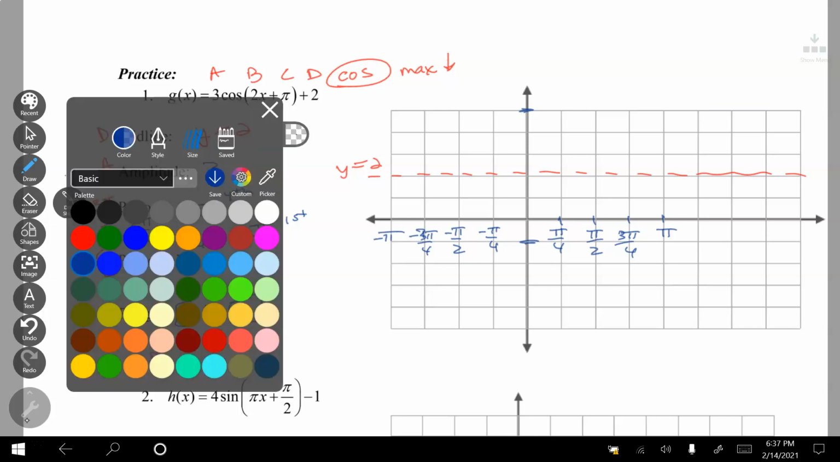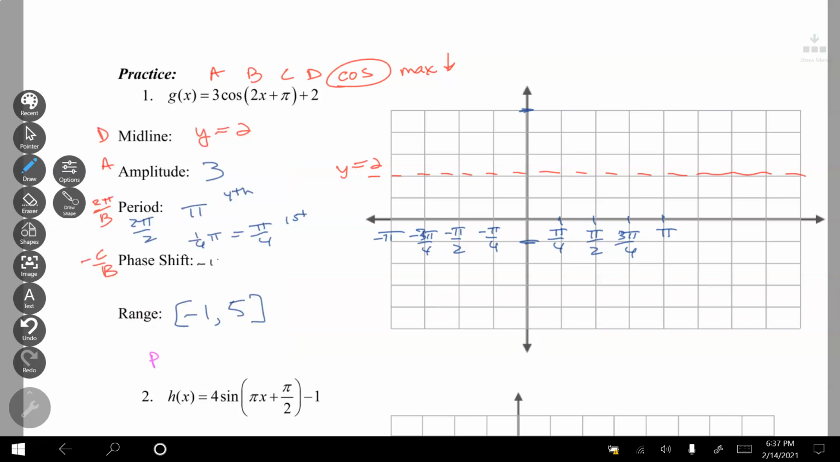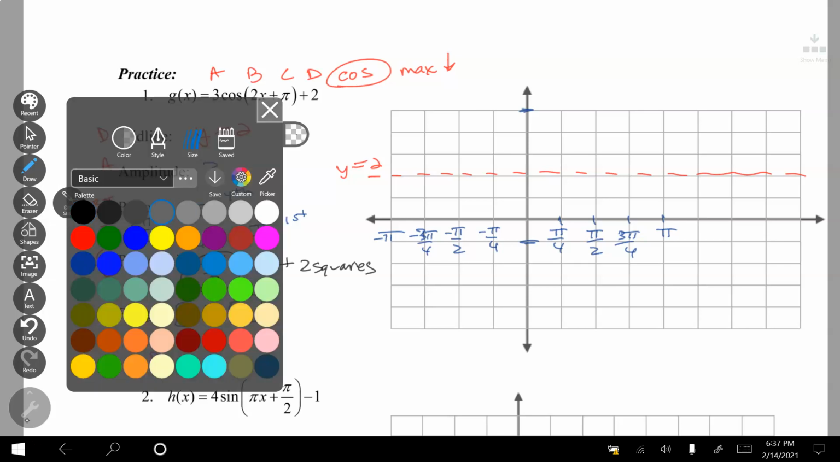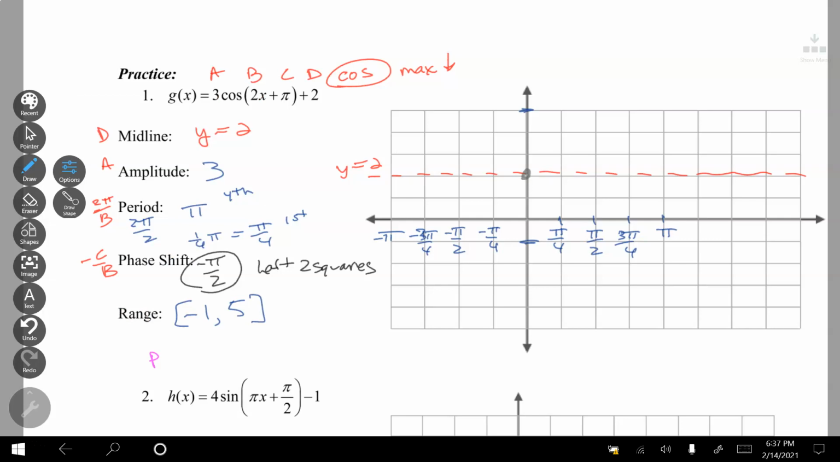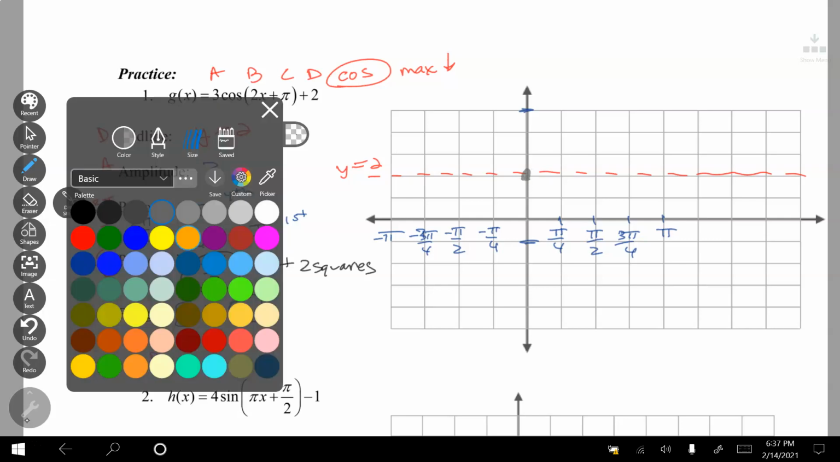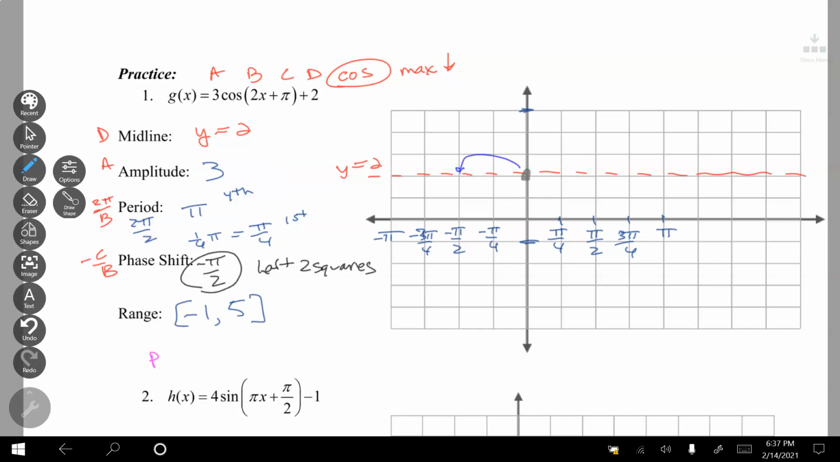My phase shift is negative c over b. So in this case, it would be negative pi over 2. And you can see that negative pi over 2 is left 2 squares. Since this is a cosine graph, my first dot should have been here at the max. But now I'm going to move it over left 2 squares. So the first dot was moved. I'm sorry, that's not the max. I made a mistake. That's the midline.